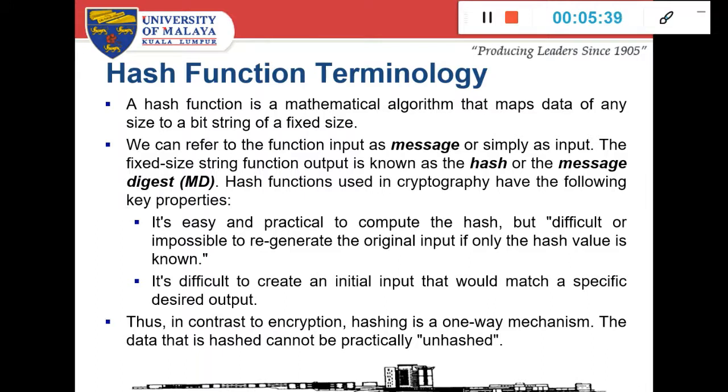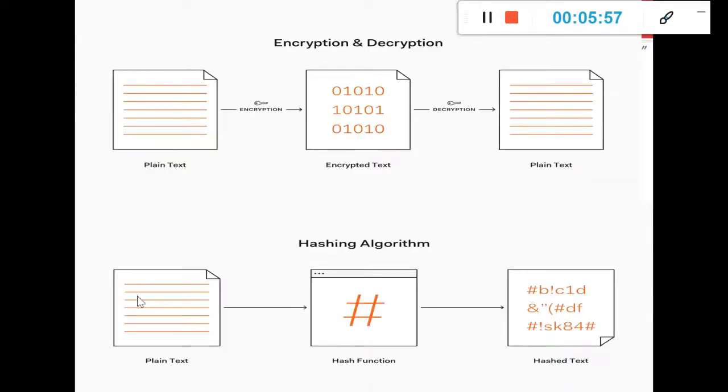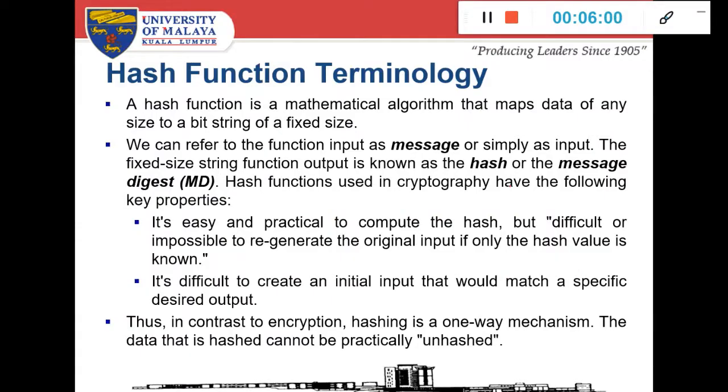We can refer to the function input as a message or simply as input, mostly a message, data, or plain text. The fixed-size string that the function outputs is known as the hash. This is the hash, in hexadecimal format, or the message digest. You can call it a hash or a message digest (MD). Just like when you digest your food, it's not in its original form anymore.